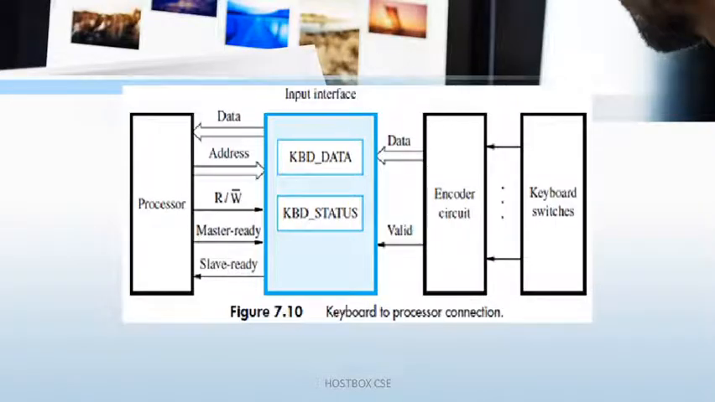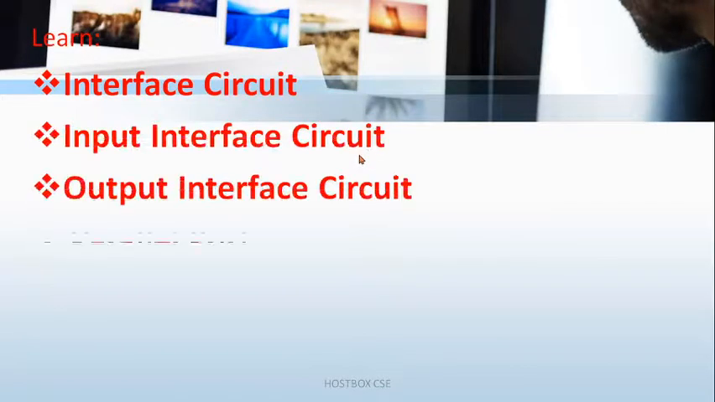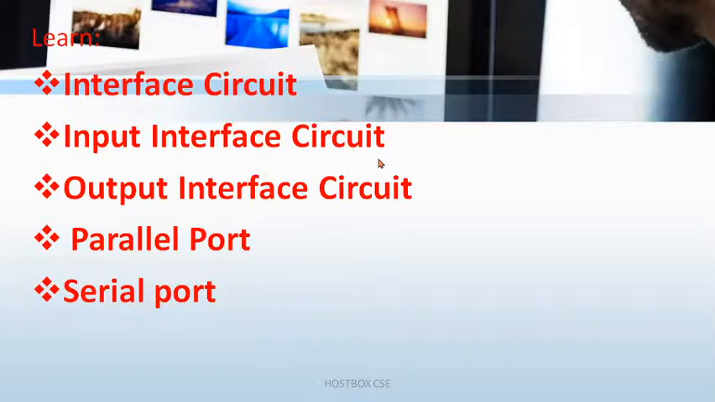So there are two kinds here, starting with the input interface. Look at the diagram. This is a diagram for a keyboard to processor connection, where in brackets you can write input interface. The components are the processor, keyboard data, keyboard status, which is a status register or status block, a data valid encoder circuit, and the keyboard switches. Let's assume this real-time example for understanding purposes, don't write it for the examination. So how will it communicate, how will the data pass, and what kind of output results here.